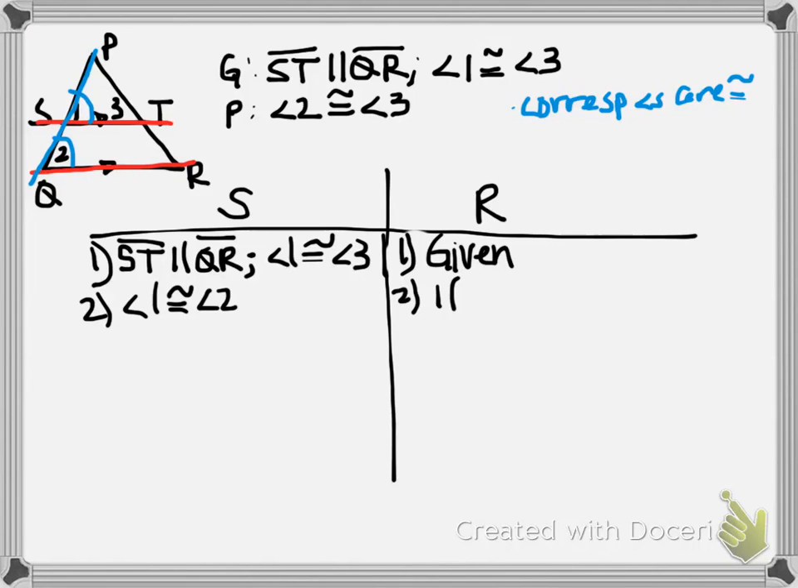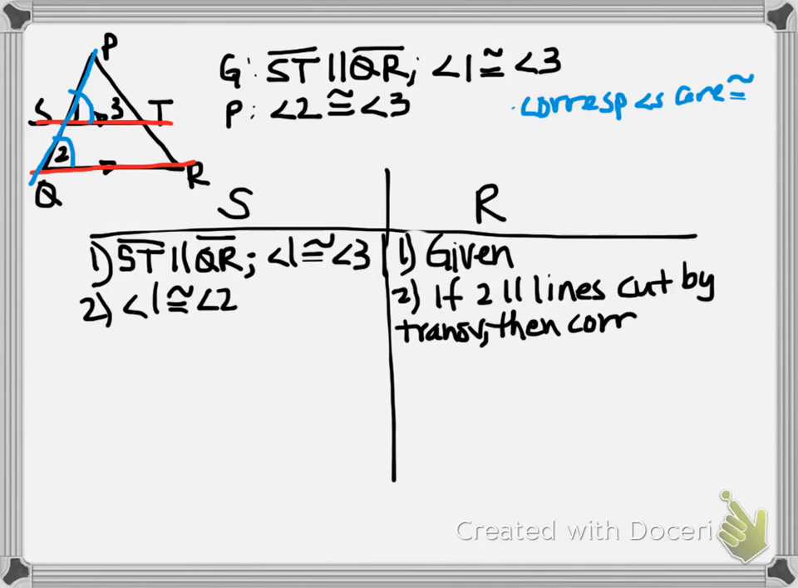And the reason is if 2 parallel lines are cut by a transversal, then corresponding angles are congruent. So I don't need to be told they're corresponding angles. I just need to be able to see from the diagram that they are corresponding angles, and then I can draw the conclusion they'd be congruent because of this postulate 10 that allows me to conclude that.